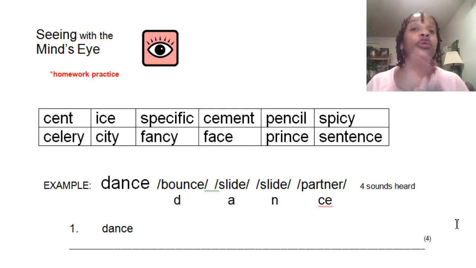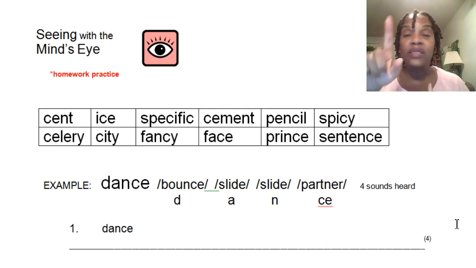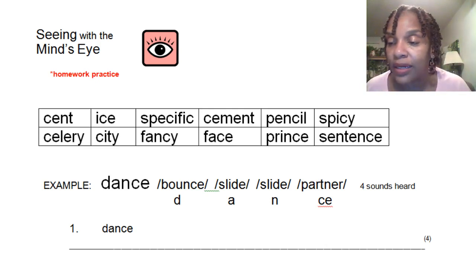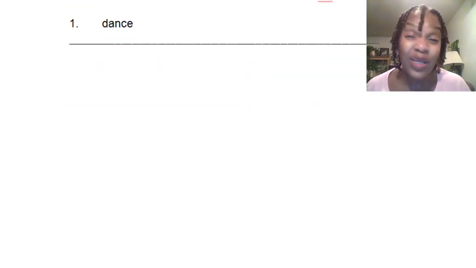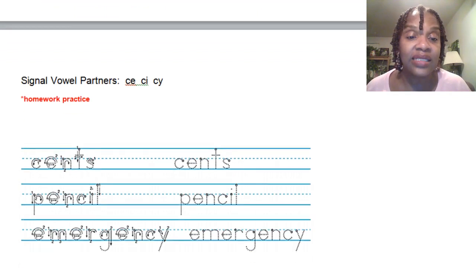So again, when you do get your homework, you're going to have a whole sheet of words where you're going to see the sounds, see and listen for the sounds in your mind's eye. All righty then. So like I said, there's a lot of stuff to learn in this class, but I think you got it.